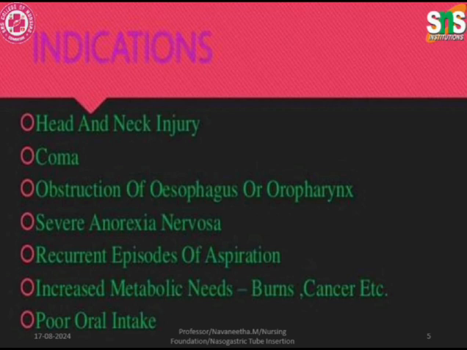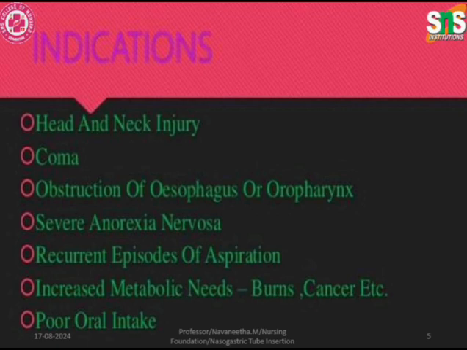Next one is severe anorexia nervosa. Anorexia nervosa is one type of eating disorder. It particularly affects females. They neglect to take food because they may have a fear of obesity, so they will avoid food. They won't take even 2 tablespoons per day. When it is that severe, we have to start NG tube feeding for the severe anorexia patients. So that is one type of eating disorder.